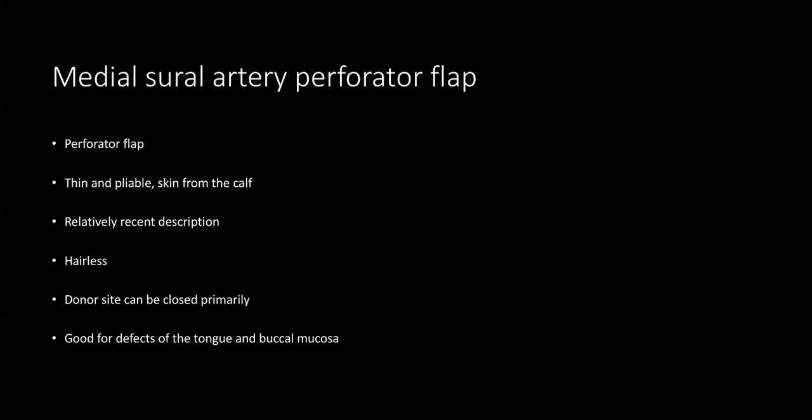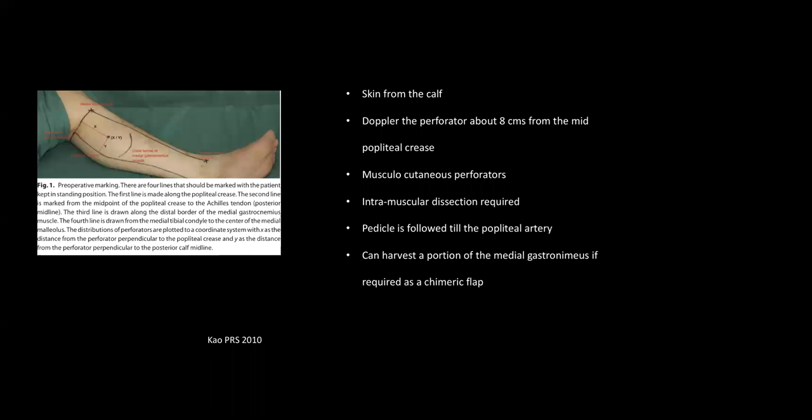So getting on to the unconventional flaps, the medial sural artery perforator flap is a really good flap. It is a perforator flap, as the name suggests. The flap is from the calf, the skin of the calf. So in most patients, it's thin and pliable, and it's a relatively recent description. The skin is hairless, so it's quite good for intraoral reconstruction. The donor site can be closed primarily. So anything less than 6 centimeters, you can close the donor site primarily. And it's good for defects of the tongue and buccal mucosa.